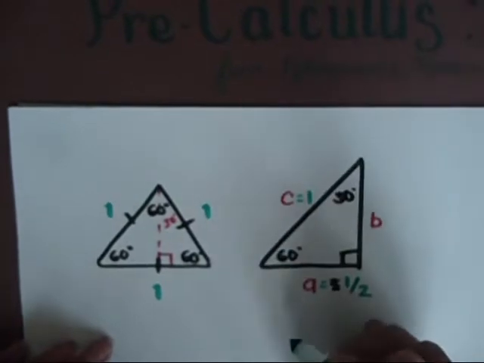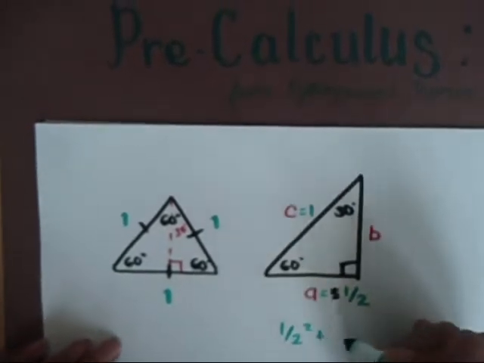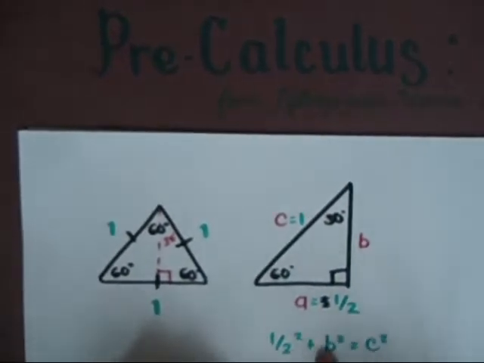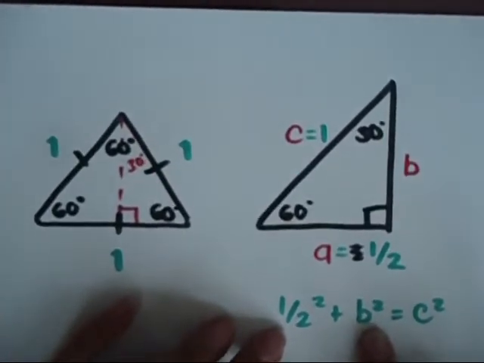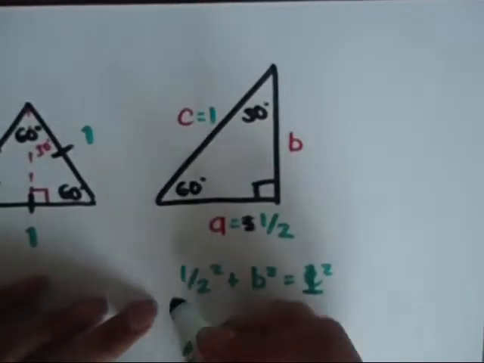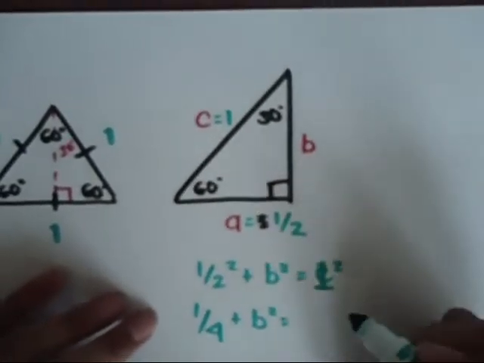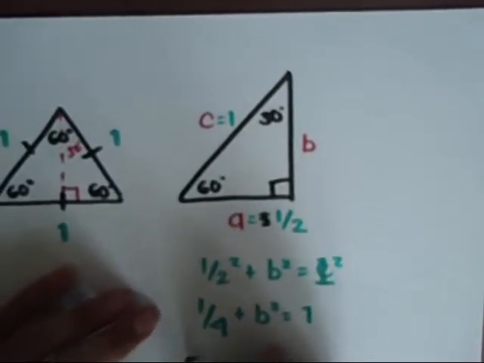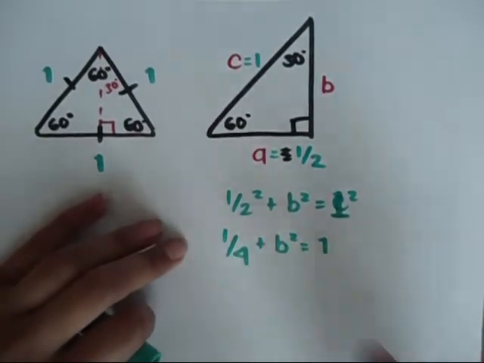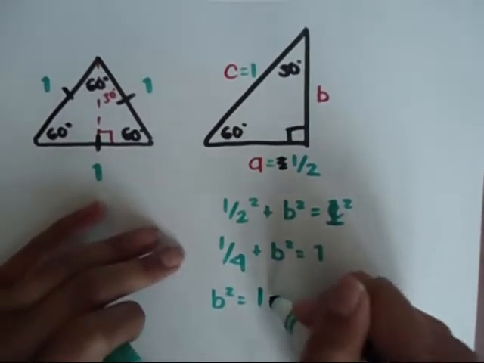So, just like Pythagorean's theorem, A, which is 1/2, squared plus b squared equals c squared. Since we don't know what b squared is, that's what we're trying to solve. Make this a 1, sorry. So 1/2 squared is going to be 1/4 plus b squared equals 1 squared, which is 1. So we have to get rid of the 1/4 on this side and bring it over here so we can get b by itself. Okay, so b squared equals 1 minus 1/4.